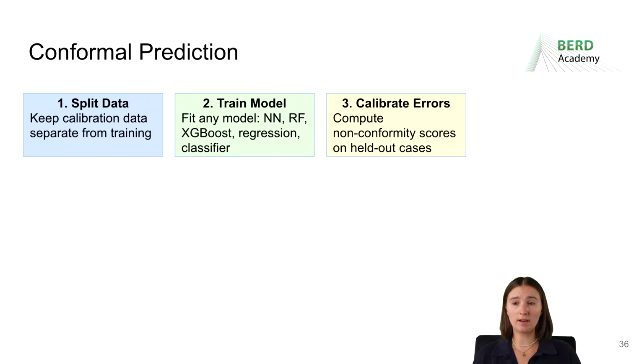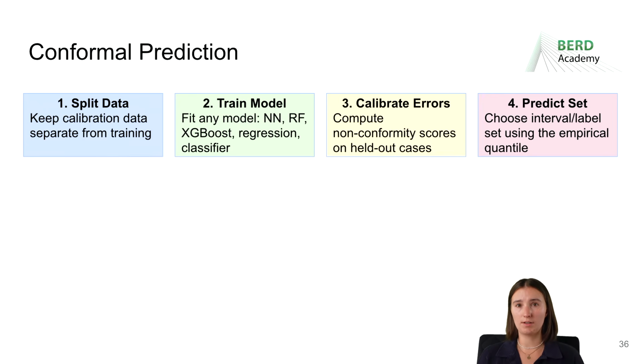You can use that for all the different models. Next, you calibrate your errors. You compute these non-conformity scores on this held out data set which you split in the very first step. This is the important part because it gives you, for your data set, the usual spread of errors, like what can we expect. And this you will then use on your predicted sets. Then you choose your interval or your label set using this empirical quantile from step number 3.